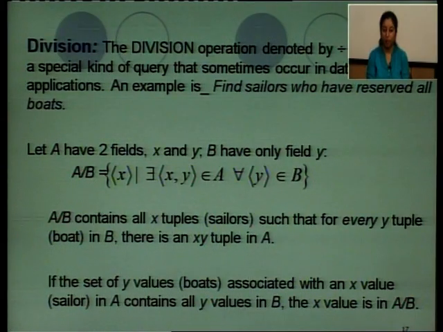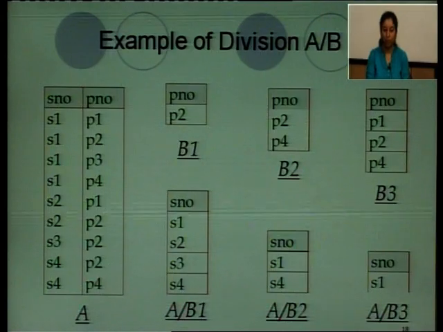Next, A divided by B contains all x tuples (sailors) such that for every y tuple (for example, boat) in B there is an x, y tuple in A. If the set of y values (boats) associated with an x value (sailor) in A contains all y values in B, the x value is in A divided by B. Now, this is an example of A divided by B; you can see in this slide A, B1, B2 and B3.